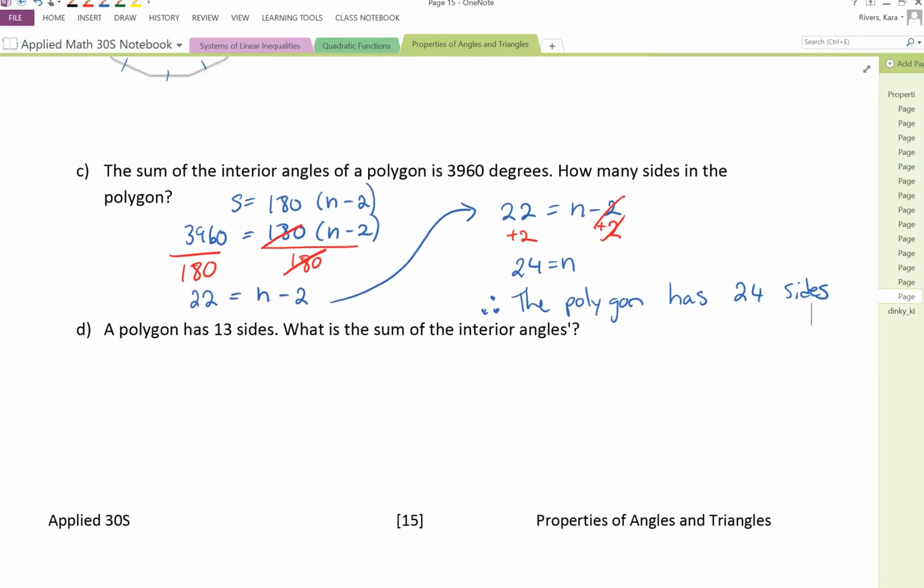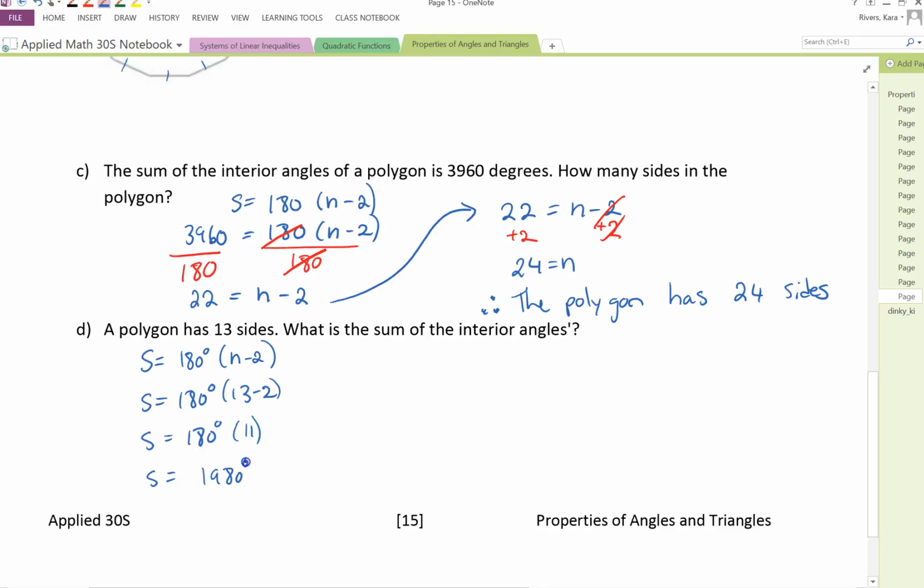The very last example here, polygon has 13 sides, so we're just using the formula again. S is equal to 180 degrees times n minus 2. So we've got 180 degrees times 13 minus 2, 180 degrees times 11. So the sum of the interior angles is 1,980 degrees.